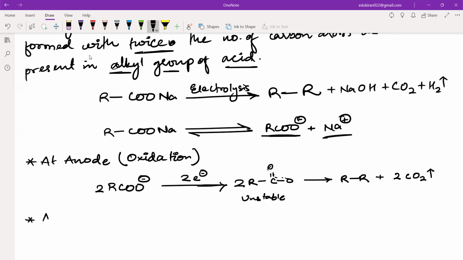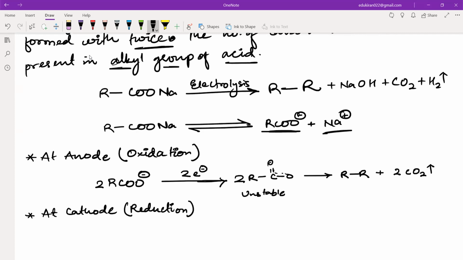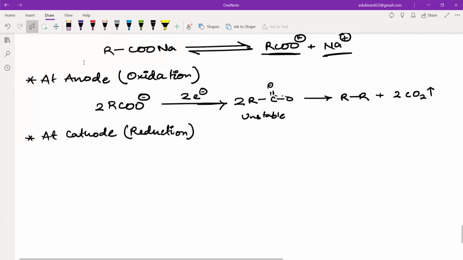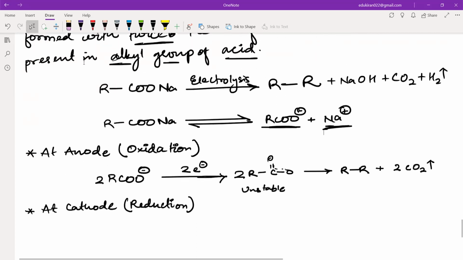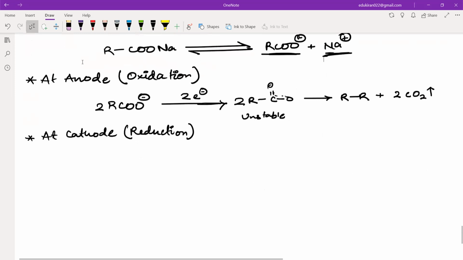Then you have at cathode. Now in cathode, what happens? In cathode happens reduction. So reduction will happen of 2 entities. The sodium is also going to get reduced, and there will be water molecules present, that is aqueous solution. So water molecules will be present, and that is also going to get reduced.